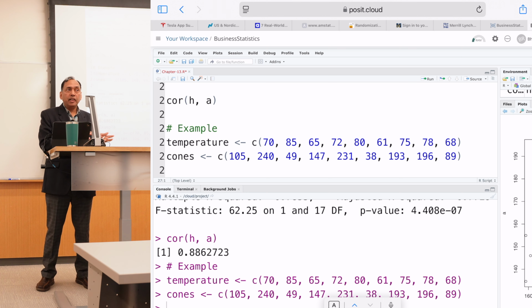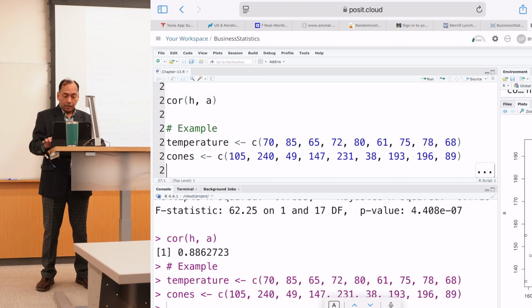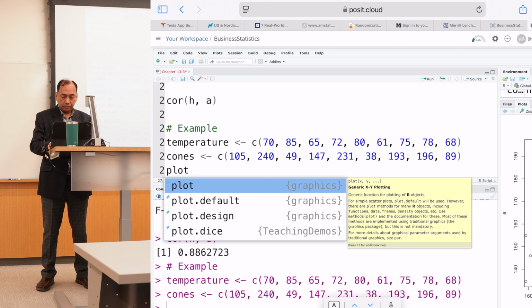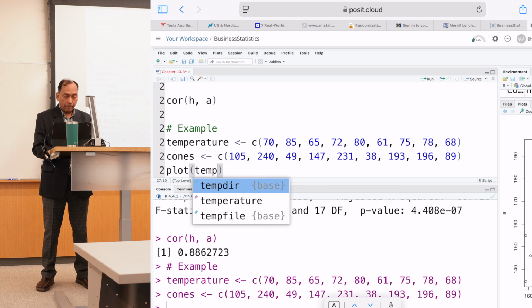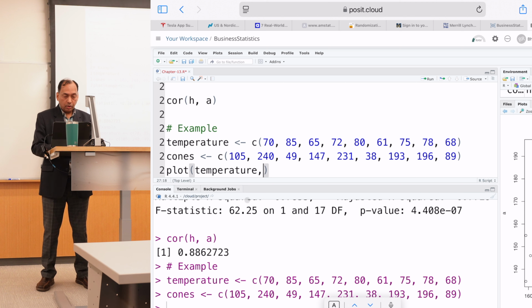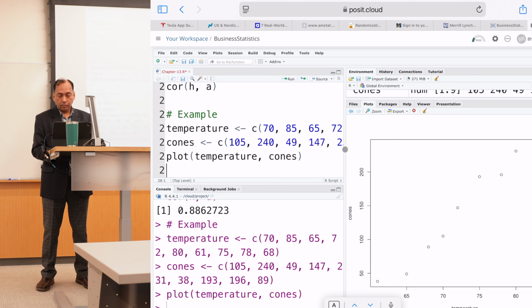And before we use linear model, we should always check whether they are really linear or not. So we plot this. On x-axis we want temperature, this one, comma, cones. And then you run. So this is what we get.